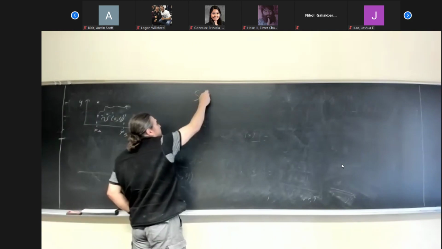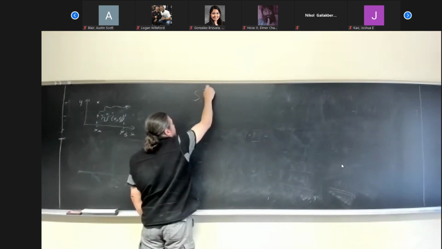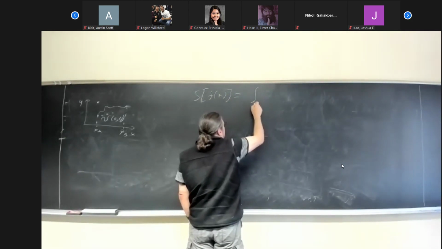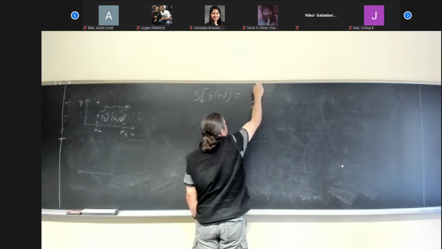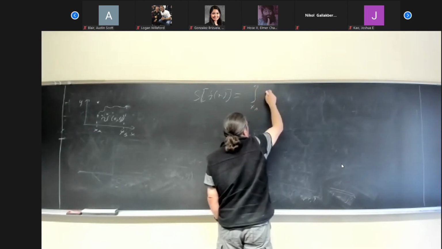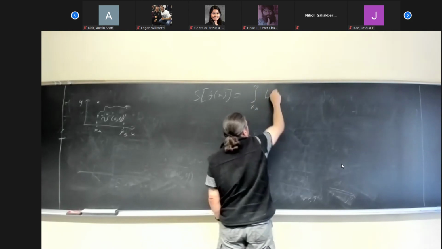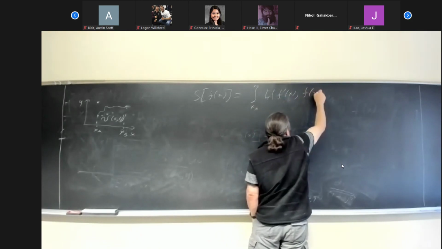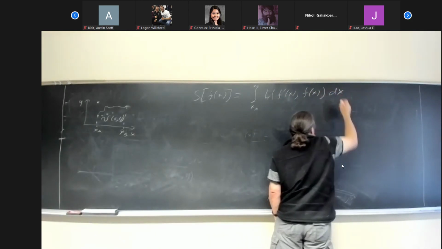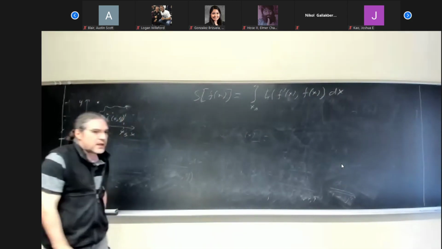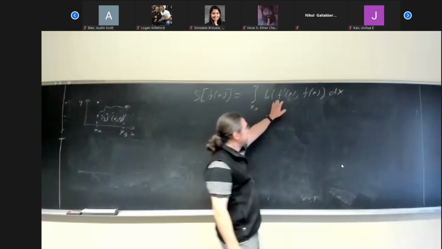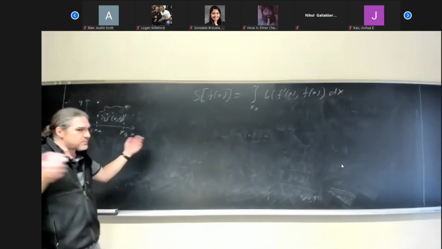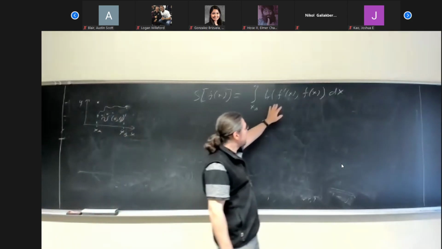So what we have is the functional of the function f of x, which is given by the integral from xa to xb of L, a given function of f prime of x, the derivative of function f, dx. Right, this is our functional. Now we need to find such a function f which provides us with the minimum of this functional. So we need to consider all possible functions and find which one of them gives us the smallest number.